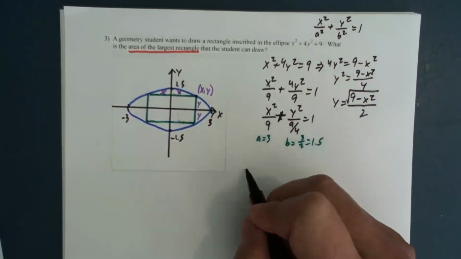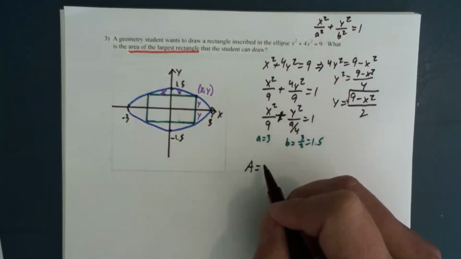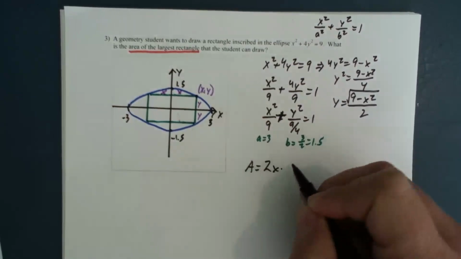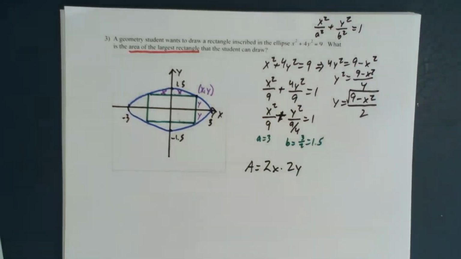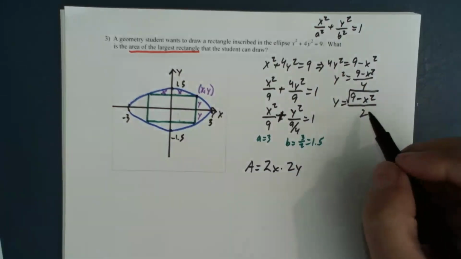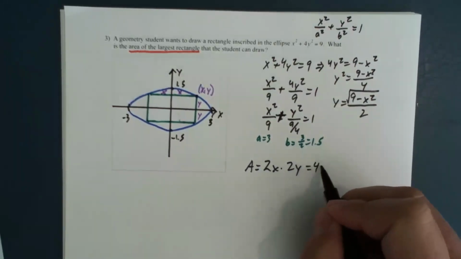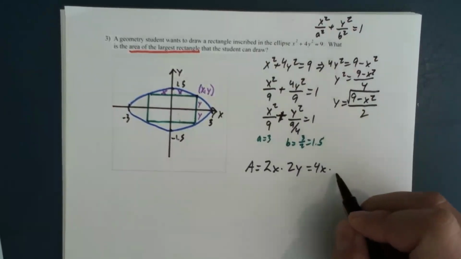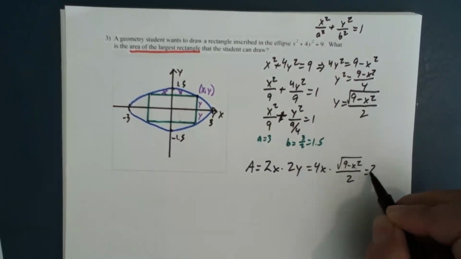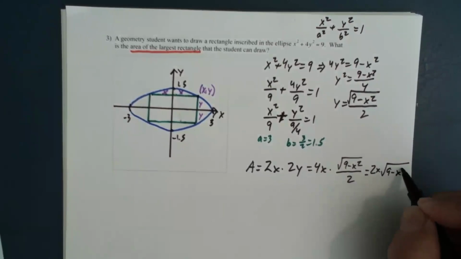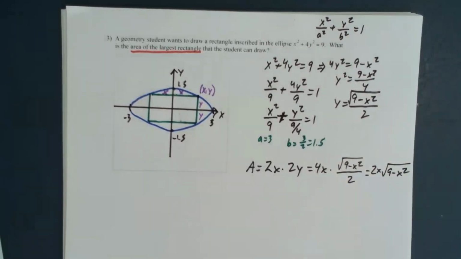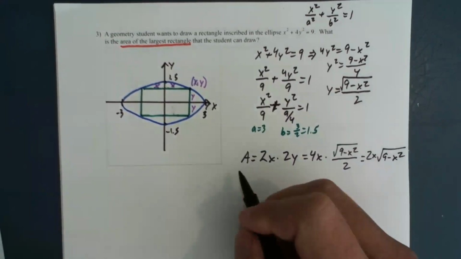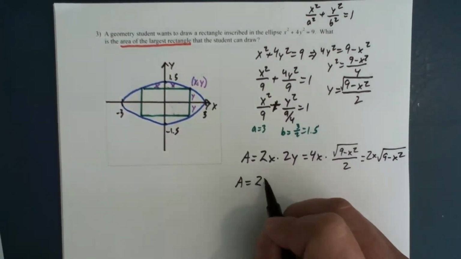And I'd like to point out that the area is actually going to be 2x times 2y. So we need to be extra careful here because we know that y is here. So this is going to become 4x times y, which is the square root of 9 minus x squared over 2, which reduces to 2x times the square root of 9 minus x squared. So there is our area function in terms of x only. I'm going to rewrite it.